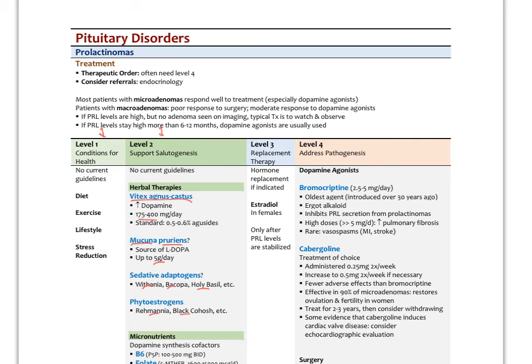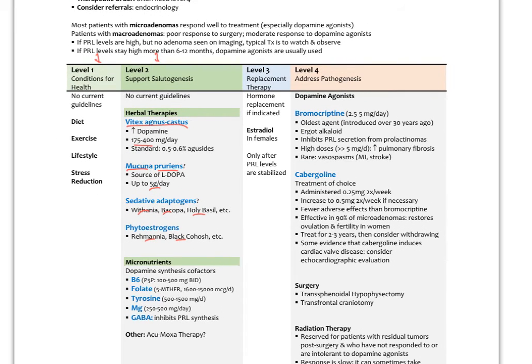Phytoestrogens, Rehmannia, black cohosh, medicago, trifolium, again, might be something we use later to protect the estrogen in a female. Several micronutrients which would increase dopamine would be things like B6, the P5P, 1 to 500 milligrams BID, folate, the MTHFR, 1600, some sources up to 15,000 micrograms per day. I think that's pretty high. Tyrosine, 500 to 1500 milligrams a day. Again, that's the building block, the amino acid precursor to dopamine.